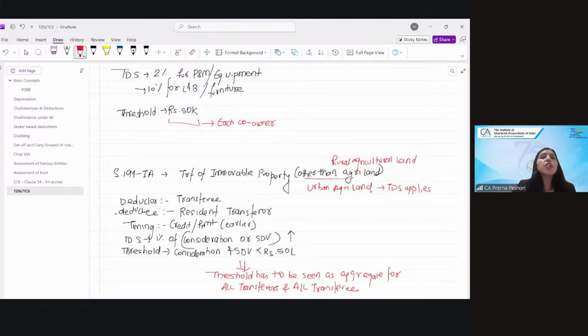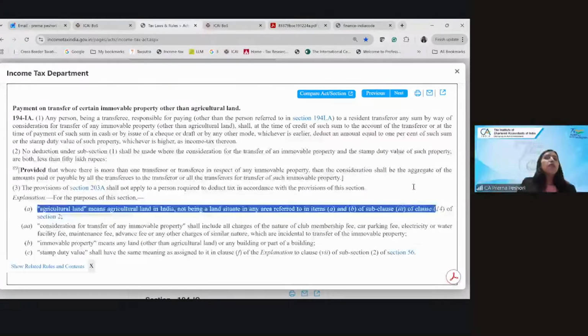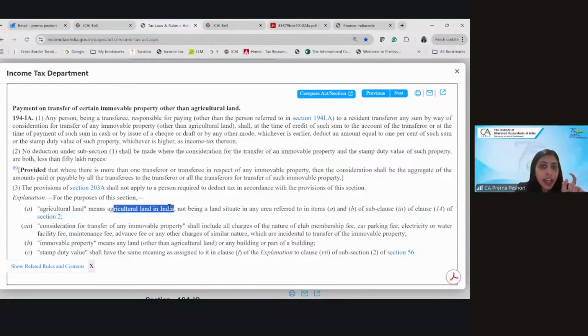2(14) consists of the definition of capital asset, right? Which excludes the urban agricultural land. Sorry, which excludes the rural agricultural land. So here what they are saying is agricultural land means agricultural land in India, not being a land situated in an area referred to in 2(14)(iii) of subclause (b). So they are saying urban agricultural land isn't included here. So here, agricultural land means rural agricultural land.